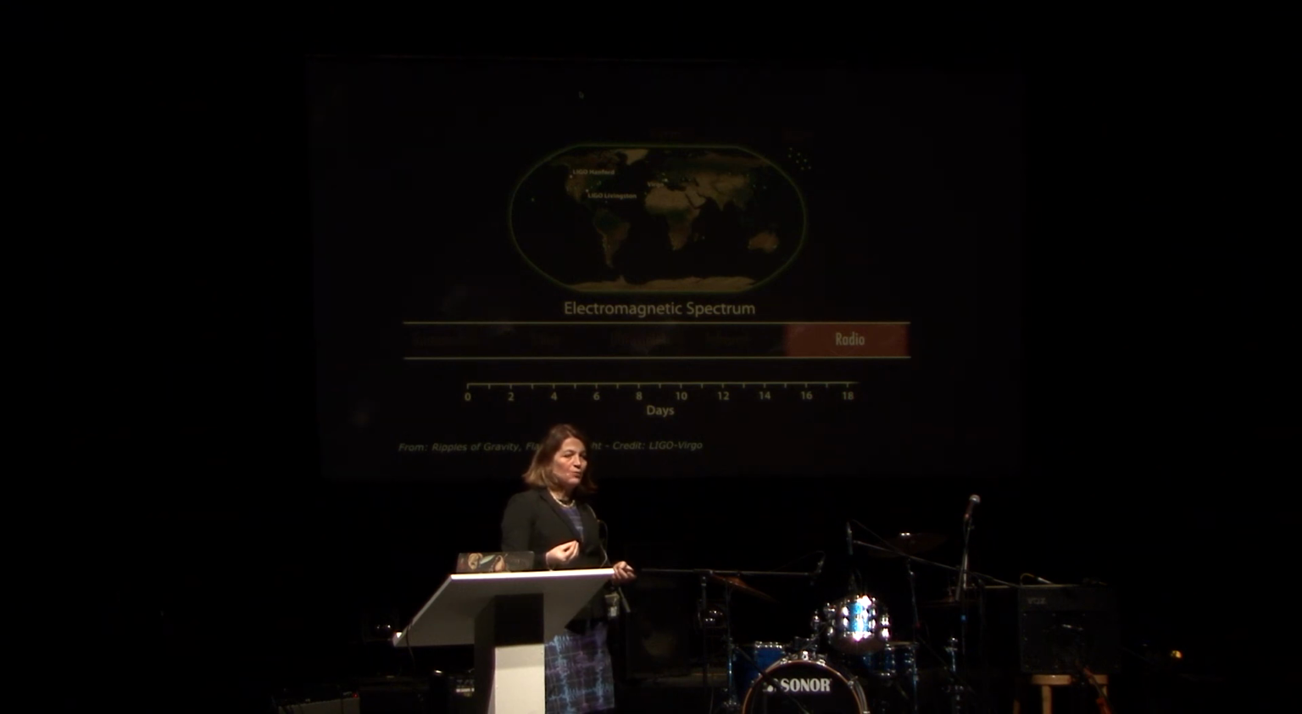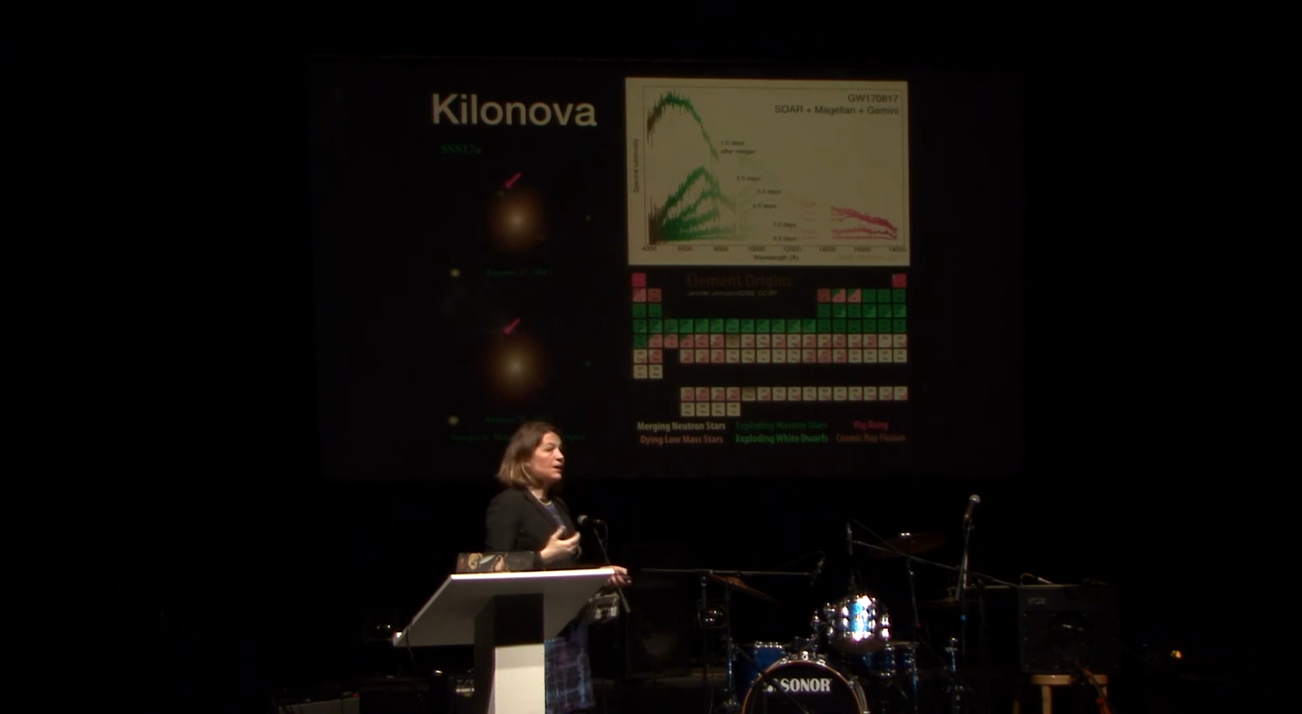So, for the first time, we had an association between a binary neutron star merger in gravitational waves and the gamma ray burst. This is the first explanation for where that specific type of gamma ray burst is coming from. And then the kilonova. And that's a pretty stunning thing.